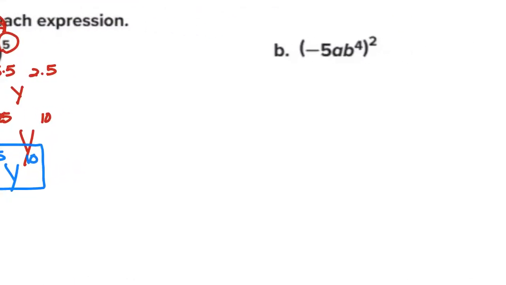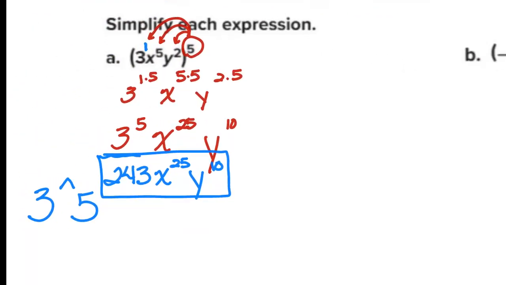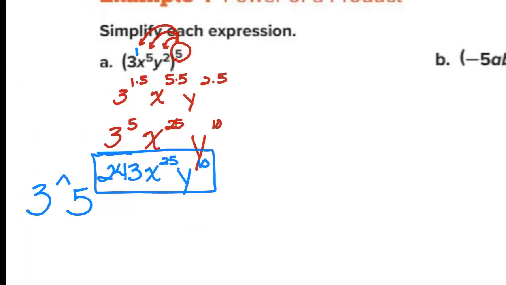All right, let's take a look at B. So I like to think of a power of a product of powers as you are distributing that 5. And when you are distributing it, everything gets multiplied.